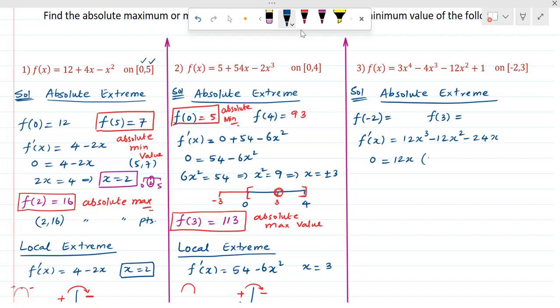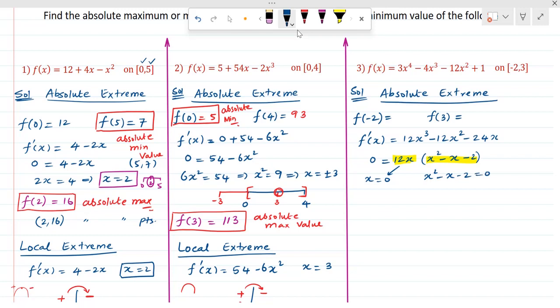12x is common, so it is x square minus x minus 2. If I separate, therefore x equals 2. So you can use this part, either this equals 0 or this equals 0. Here you will get x equals 0 in the first case. The next case, x square minus x minus 2 equals 0.